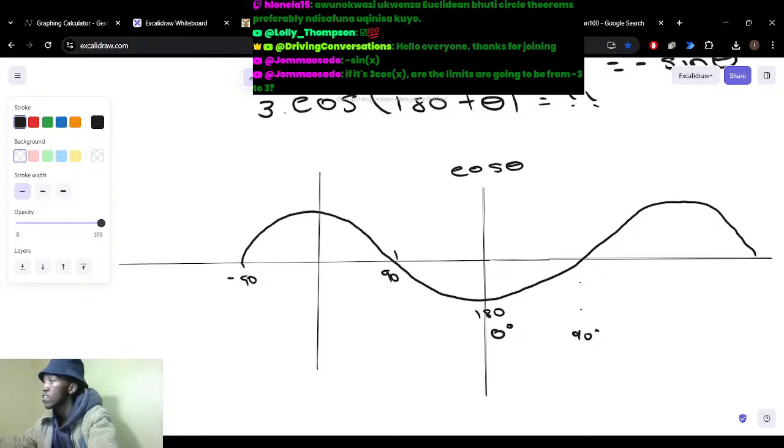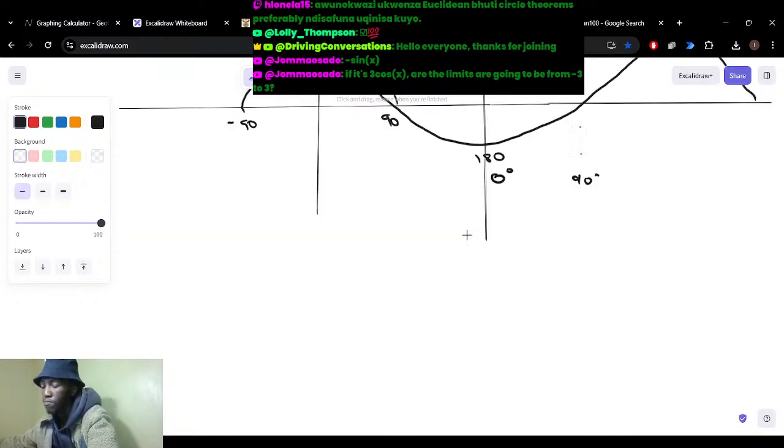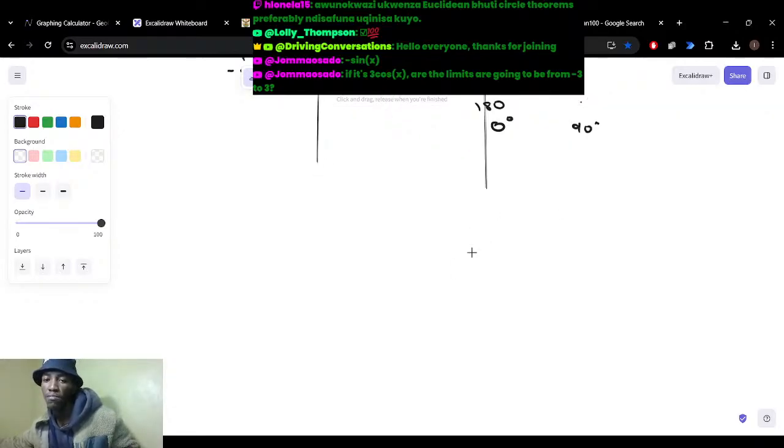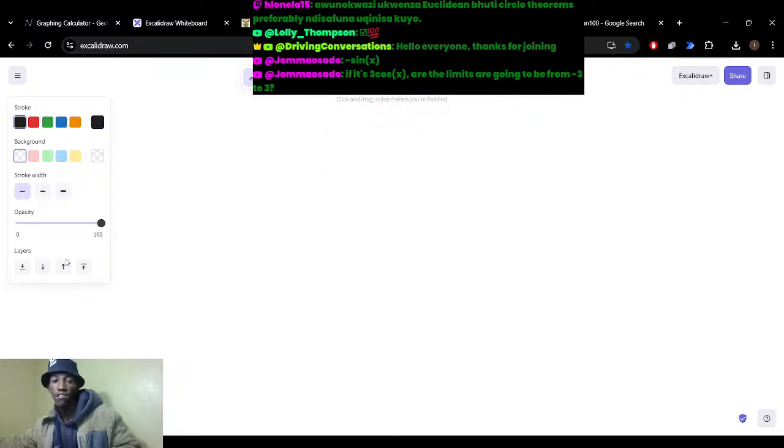One question. Okay, if it's 3 cos x, the limits are going to be from -3 to 3. Okay, so now Joma, you are touching upon a different definition. You are starting to talk about limits, but limits, as I know, go in grade 12, but by limits I think you mean the amplitude rather than the limit. So we have the amplitude. Let me just cover Joma first. Okay, so let me just do this real quick.